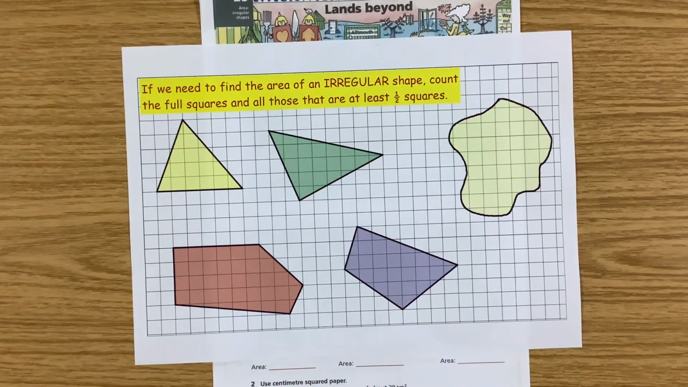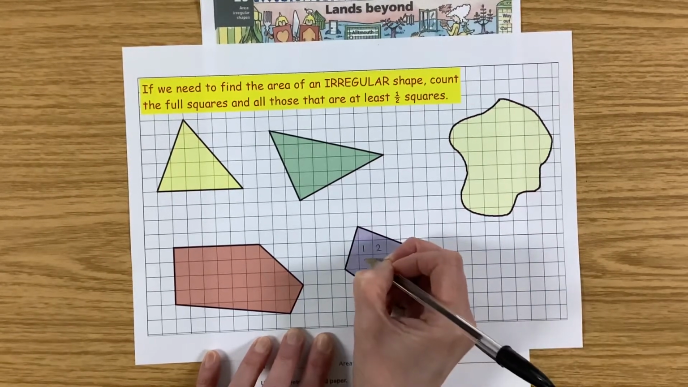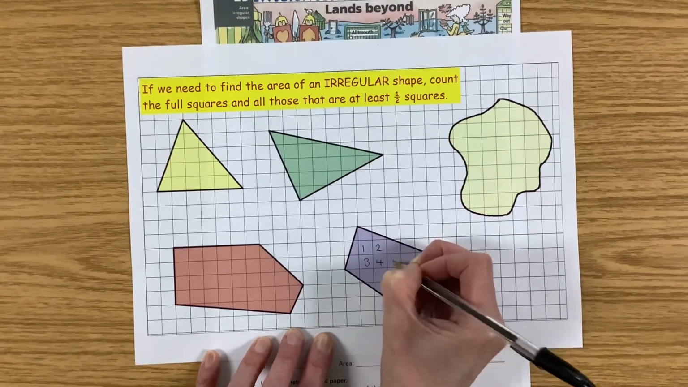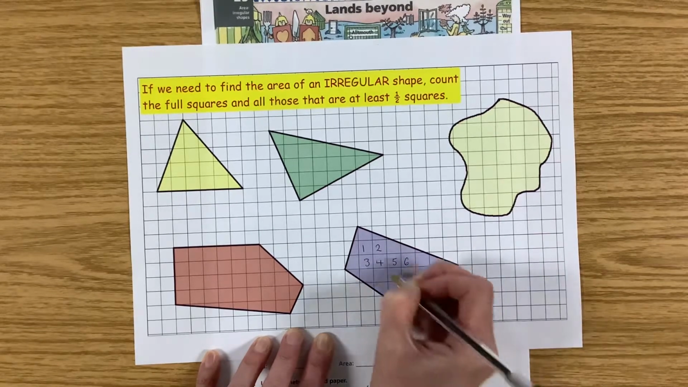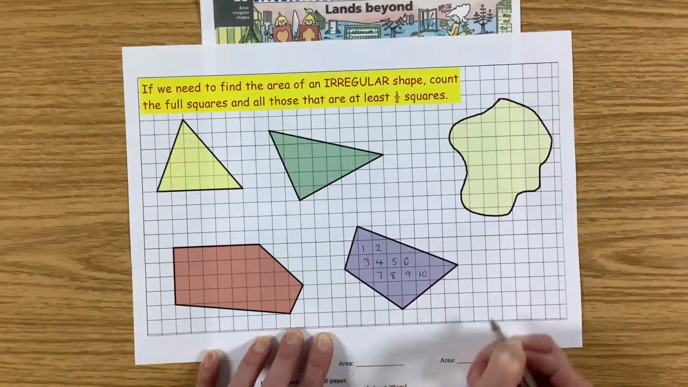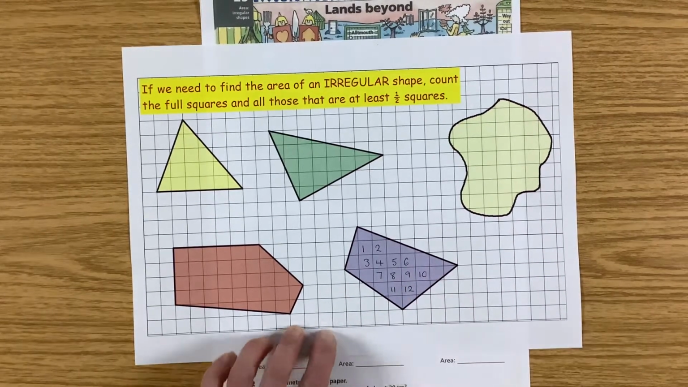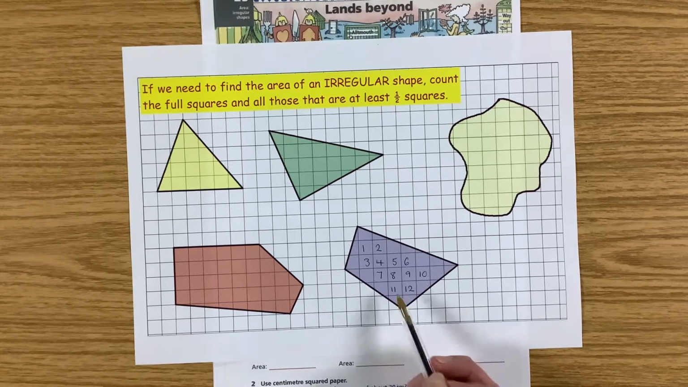I'm going to start off with the full squares. So I'm looking for any square where the whole square is there, and I can definitely see all of it. Nothing is missing from that square. There's no corners that have been cut off or anything like that. So in this shape, I've got 12 full squares.